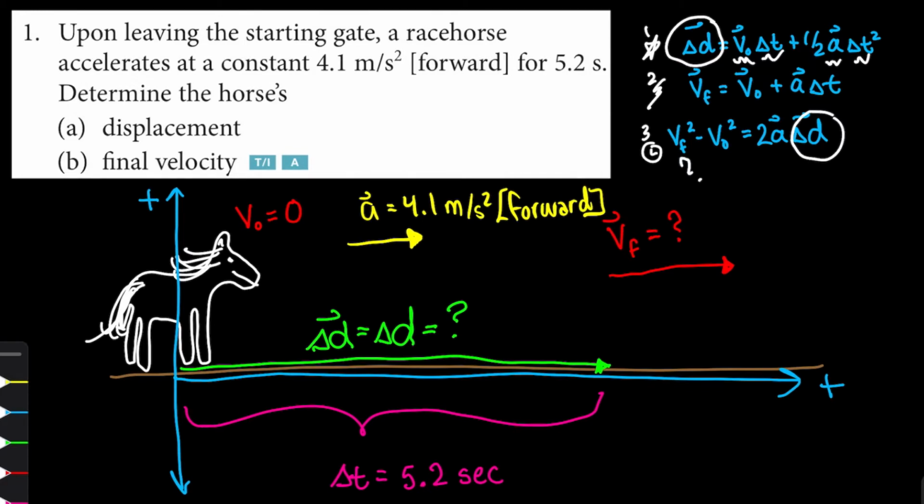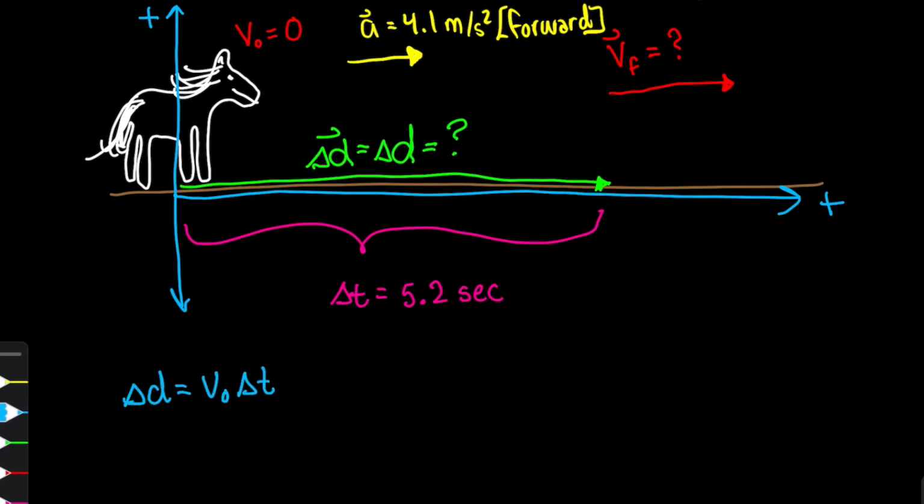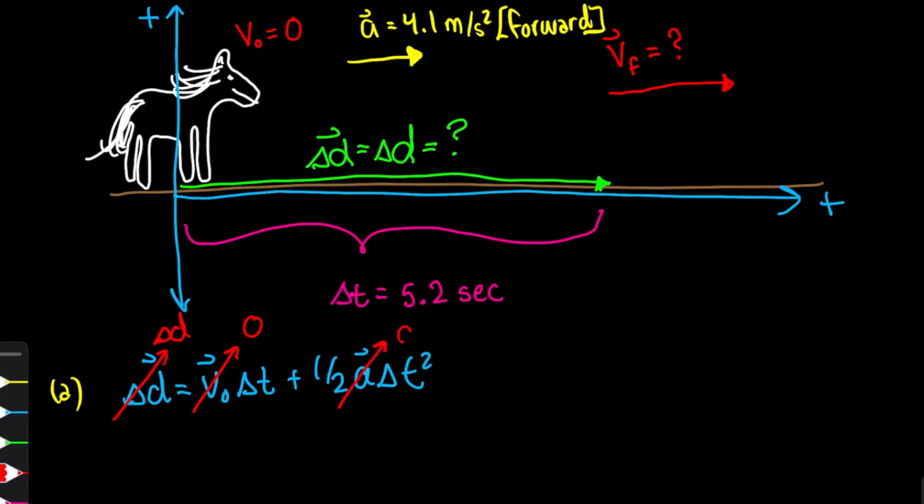So we're going to rewrite it, and then we're going to substitute in what we're given while considering the direction, if it's positive or negative. Our displacement is to the right, so we can take this to be a positive number. Our initial velocity was 0 since the horse started from rest at the starting gate. Our acceleration points to the right, so we can take it to be a positive quantity.